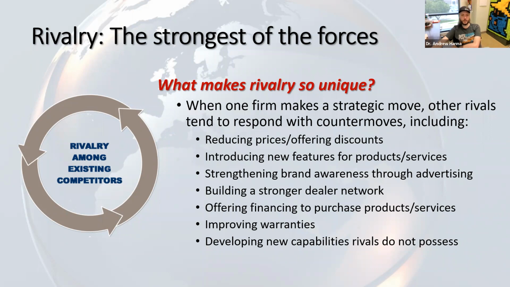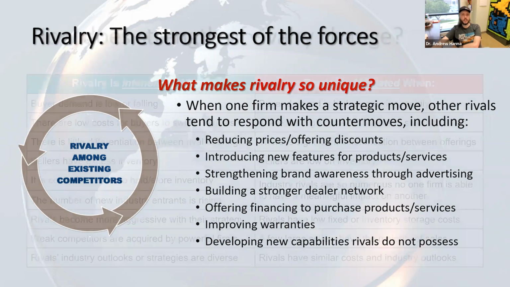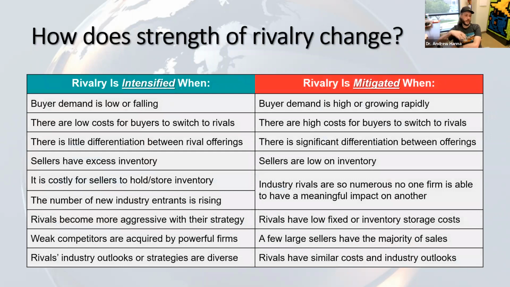Now, this overall strength of rivalry can change in a lot of different ways. And I won't exhaust all of these again. I give you these slides so that you can review some of these, but these are good examples of when rivalry might strengthen or intensify, and when rivalry might be mitigated or lessened. It might become less competitive, the strength of the rivalry.